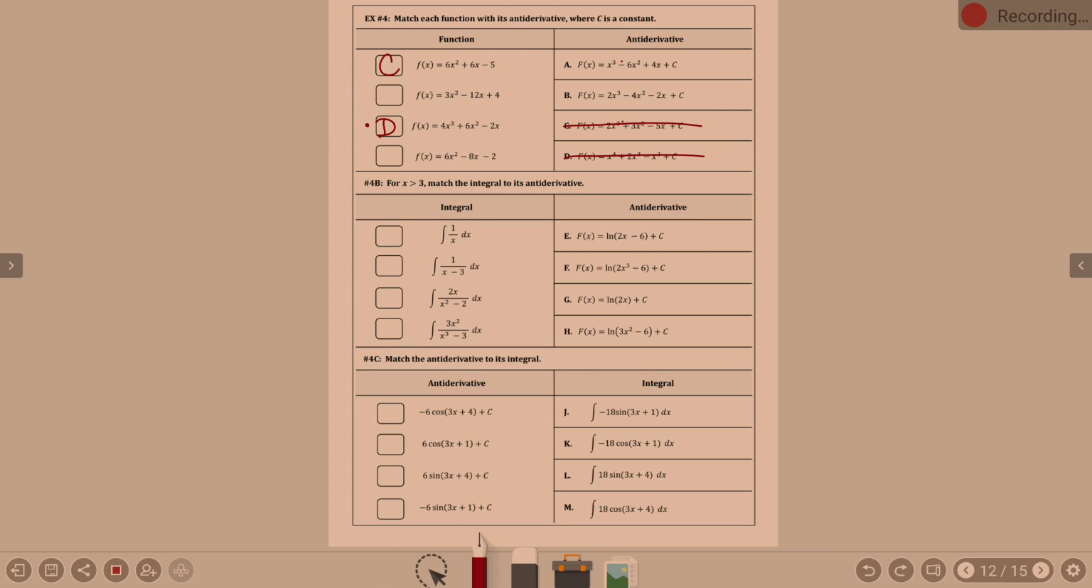What else do we know? The second one is A: 3x squared minus 12x plus 4. Yep. That means the last one is B: 6x squared minus 8x minus 2.